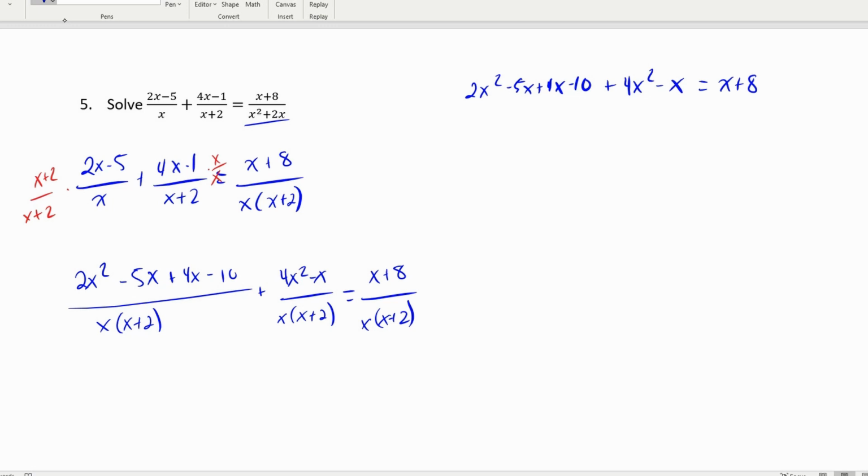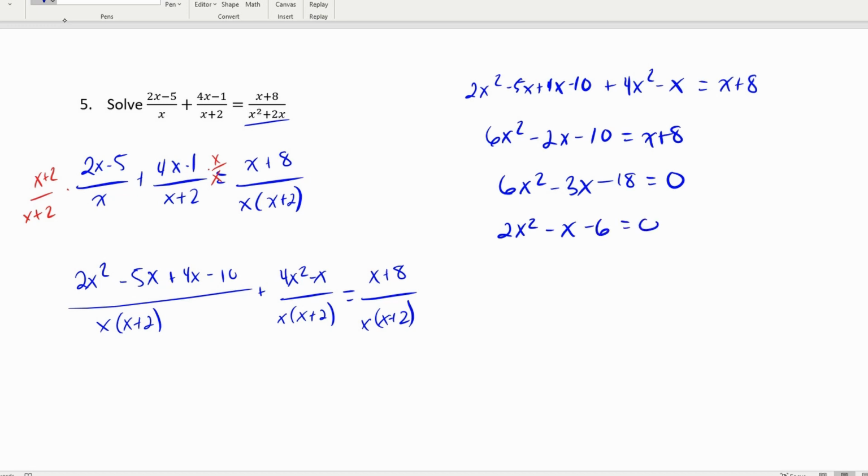All right, so let's combine any terms that are alike. I have 6x squared, minus 5 plus 4 is negative 1, minus 1 is minus 2x, minus 10 equals x plus 8. Since I have a quadratic, I'm going to set this equal to 0. So 6x squared, subtract an x, so minus 3x, and subtract 8, minus 18 equals 0. I can divide everything by 3 to make this simpler: 2x squared minus x minus 6 equals 0.